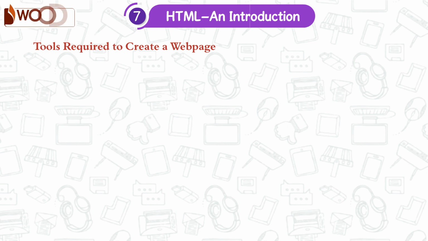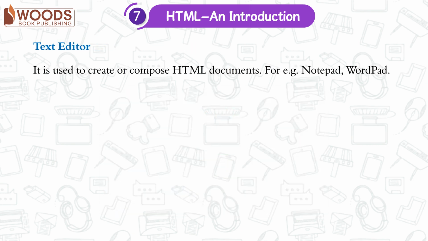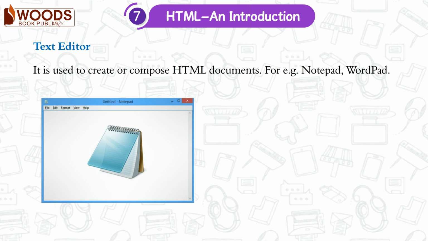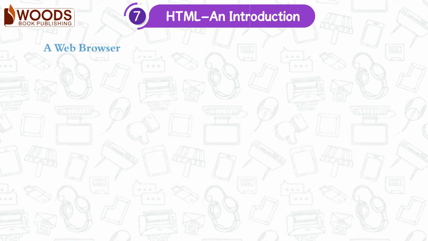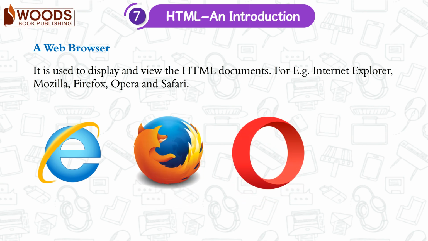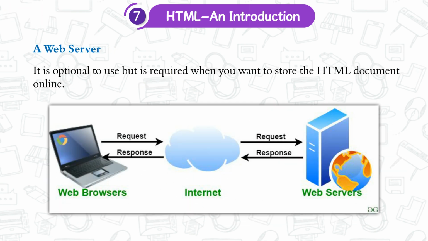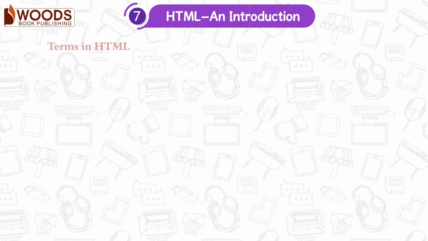Tools required to create a web page. To create and view an HTML document, 3 tools are required. Text editor. It is used to create or compose HTML documents, for example, Notepad, WordPad. A web browser. It is used to display and view the HTML documents, for example, Internet Explorer, Mozilla Firefox, Opera, and Safari. A web server. It is optional to use, but is required when you want to store the HTML document online.